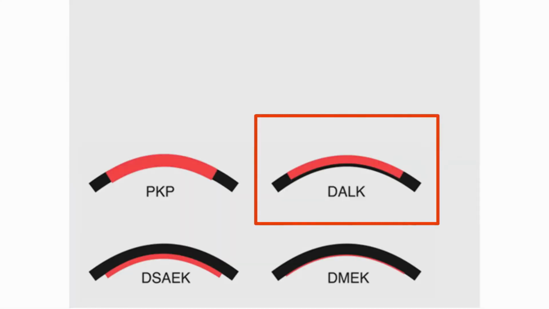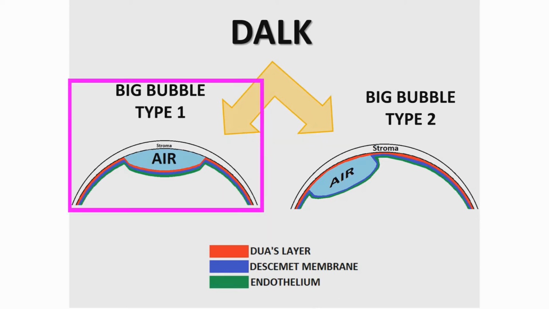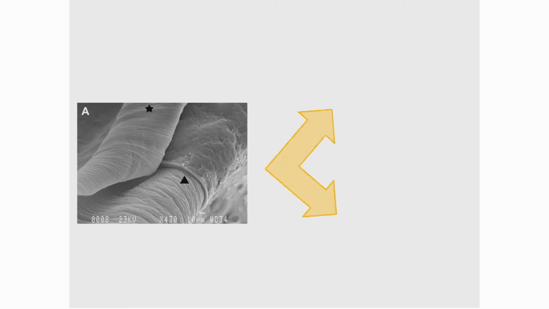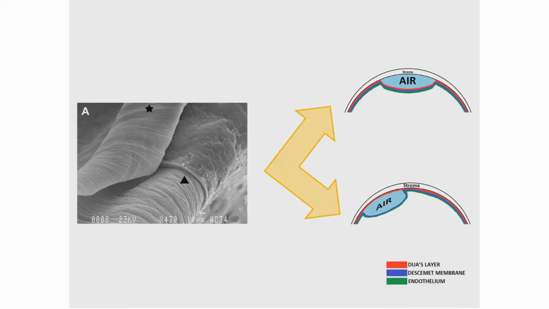DALK has become the gold standard technique for patients with stromal diseases. While performing DALK, the most wanted result is to obtain a type 1 big bubble, which indicates the appropriate air dissection between posterior stroma and Dua's layer. The presence of Dua's layer is key to understand the formation of type 1 and 2 big bubbles.